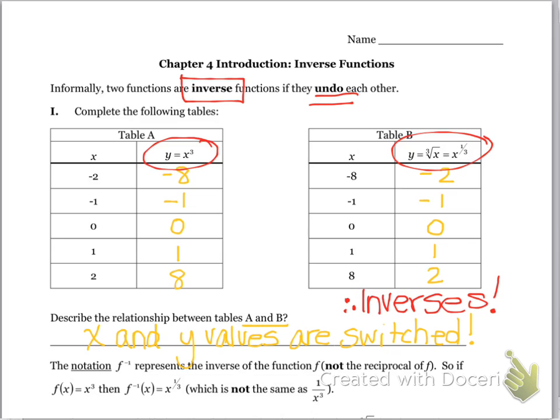So the notation f of -1 represents the inverse of the function. It's not the reciprocal of f, the function. So if you have x to the third, then f to the -1, the inverse of f of x, is going to be x to the 1/3. So it's not 1 over x to the third, it's x to the 1/3. So just make sure that you note inverse and not reciprocal.